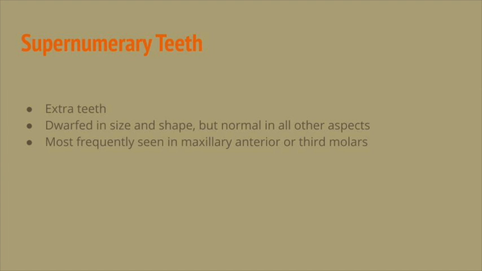Next, we have supernumerary teeth, which are extra teeth, most frequently found in the maxillary anterior teeth, and then also can be in maxillary or mandibular third molars. I know that we've talked about having a second third molar before, and that can be a common anomaly for third molars as well. They are also dwarfed in size and shape, but in normal anatomy, it's pretty similar to whatever tooth it's mirroring, whether that is an anterior tooth or a third molar.